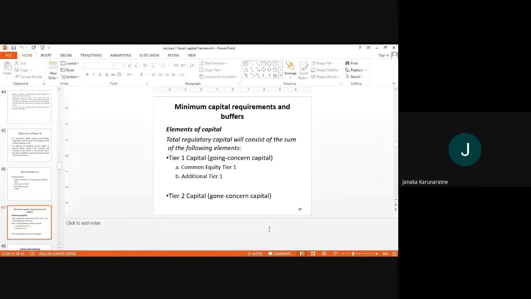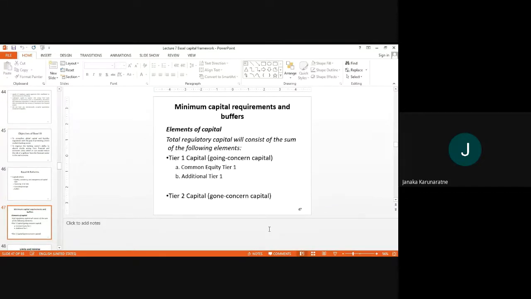Okay, so let's move on to the new requirements under Basel III. I will discuss the general elements that Basel III came up with, and later I will go through the conditions applicable in the Sri Lankan context. So, minimum capital requirements and buffers. Remember, under Basel I and II, there were only two components of capital, tier 1 capital and tier 2 capital, and then the total capital. Tier 1 capital is called the core capital, and tier 2 capital is called the supplementary capital.